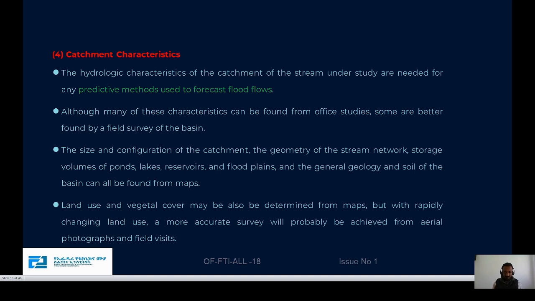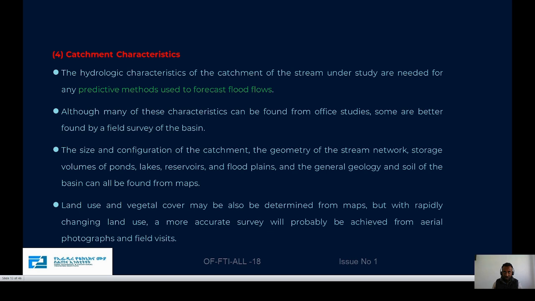Determine the flooding as well as runoff flows. And also will be the size and the configuration of the catchments, the geometry of the stream networks, the storage volume of the ponds, lakes, and the flooding plains, and the general geology and soils of the basin are very important.